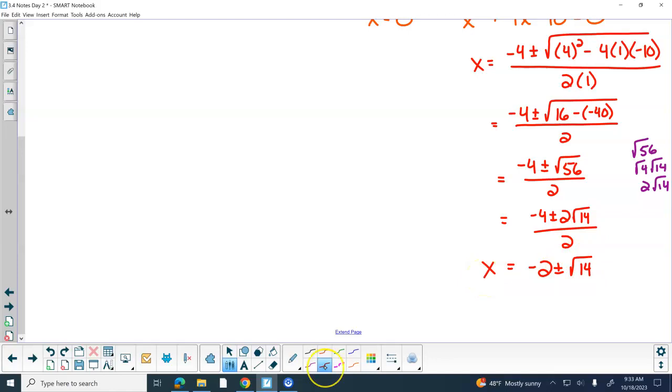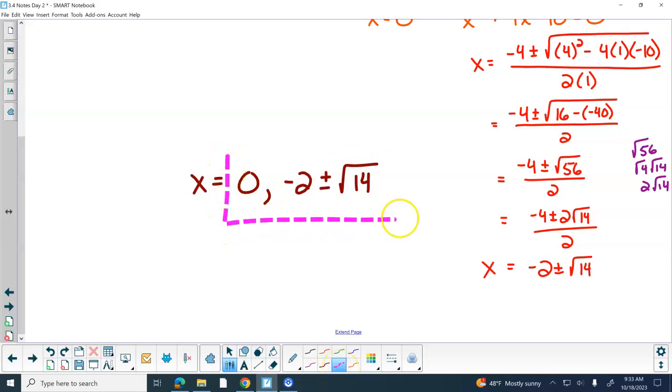So in the end, we said we needed 3 answers, right? Because it was a cubic. So my 3 answers are x equals 0 and negative 2 plus the square root of 14 and negative 2 minus the square root of 14. Are my 3 answers. Okay.